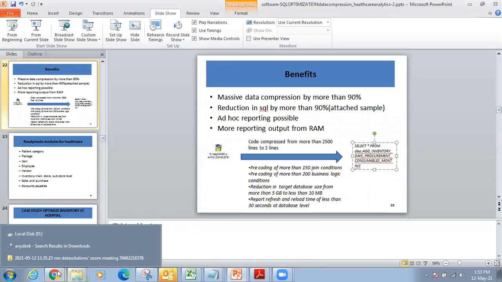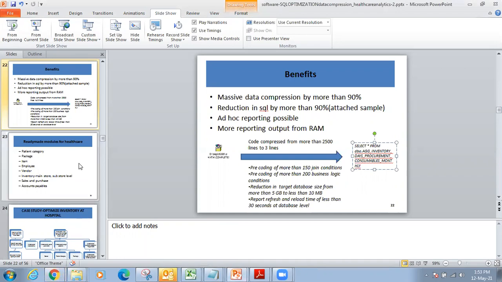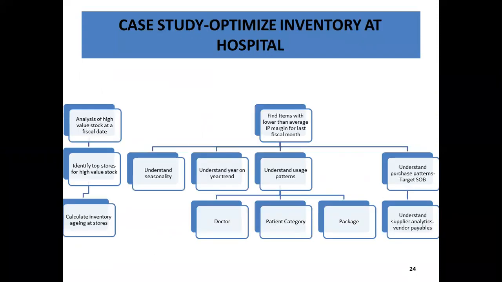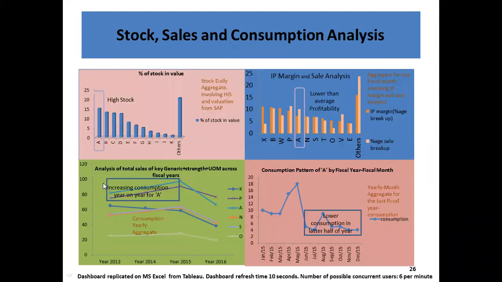In brief, I'll now give you the case study. This is the ready-made module for healthcare by patient category, package, item, employee, vendor, sales, purchase, accounts, payables. Basically, we find out items with lower than average IP month for the last fiscal month, look at seasonality, understand the year-on-year trend, understand the usage patterns by doctor, patient category, and package, understand the purchase patterns by target share of business, supplier analytics, and then look into the high stock analysis.